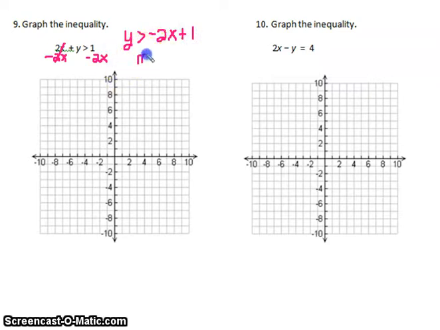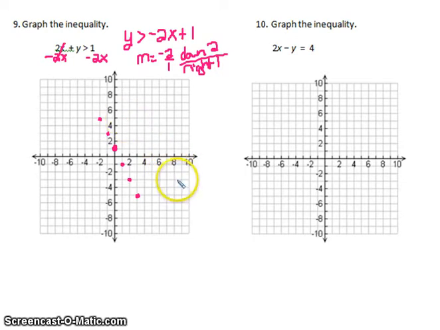This tells me that my slope is negative 2 over 1, or down 2, right 1. And we are going to start at 1. I go down 2, right 1, down 2, right 1, down 2, right 1. And I can go in the opposite direction of up 2, left 1, up 2, left 1.